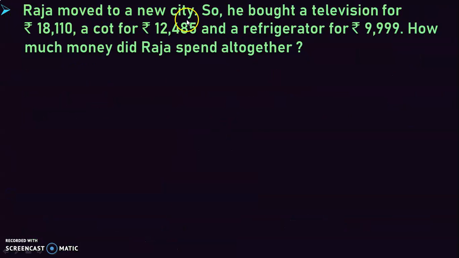Raja moved to a new city. So he bought a television for rupees 18,110, a cot for rupees 12,485 and a refrigerator for rupees 9,999. How much money did Raja spend altogether? What is the keyword here? Altogether is a keyword. Altogether means you will have to add.